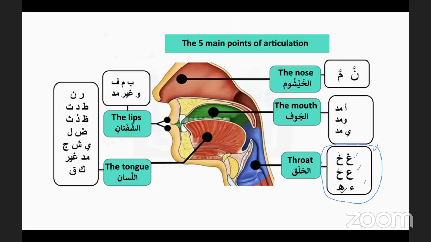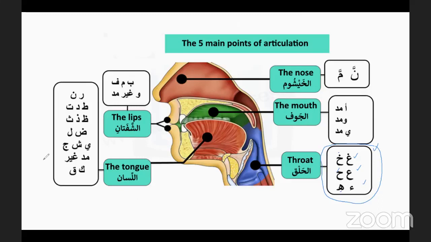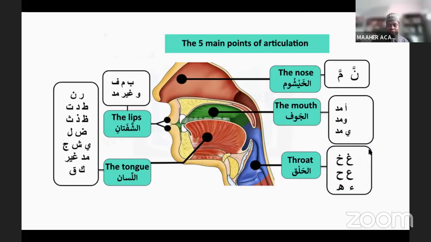I said six. How many are the throat letters, Fatima? Fatima, there is 2. Wait, no. Yeah, 3. We have 6 throat letters. So these are all the throat letters.